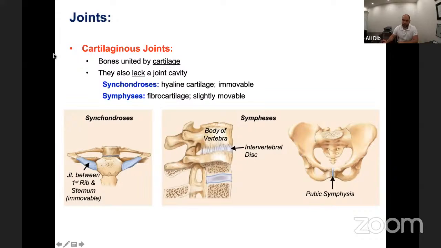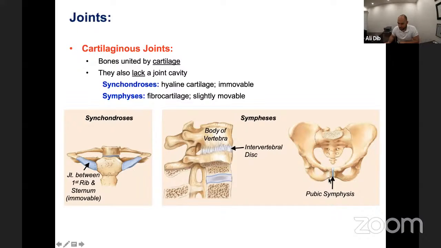Then we have the cartilaginous joints. They also lack a joint cavity, but they're a little bit more movable. There's a little bit more give to them. And this is functional, right? So you do want a little bit of movement through things like your symphysis joints, so the ones between the vertebrae over here. You get a little bit, but when you add all the different levels together, it creates a lot of movement.